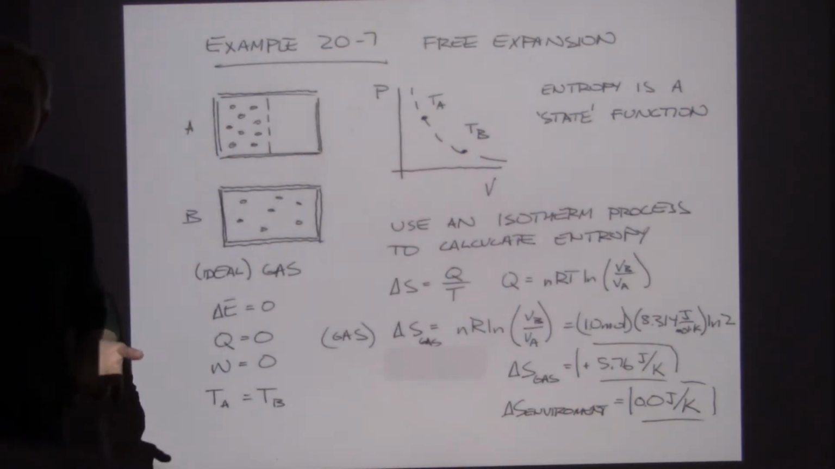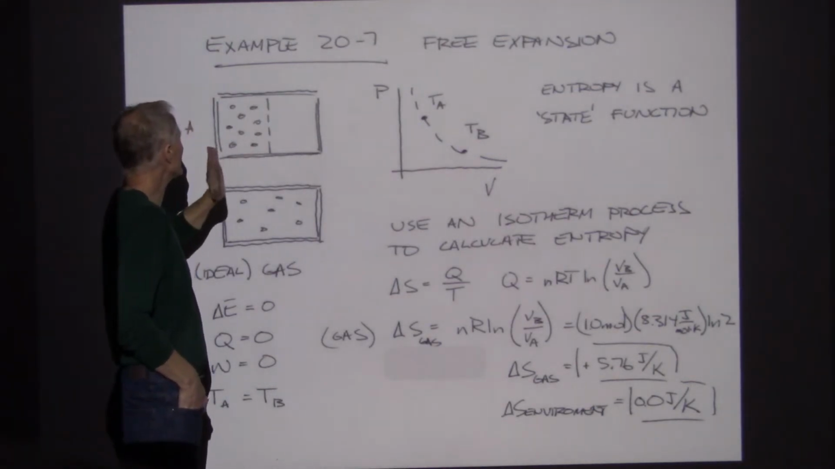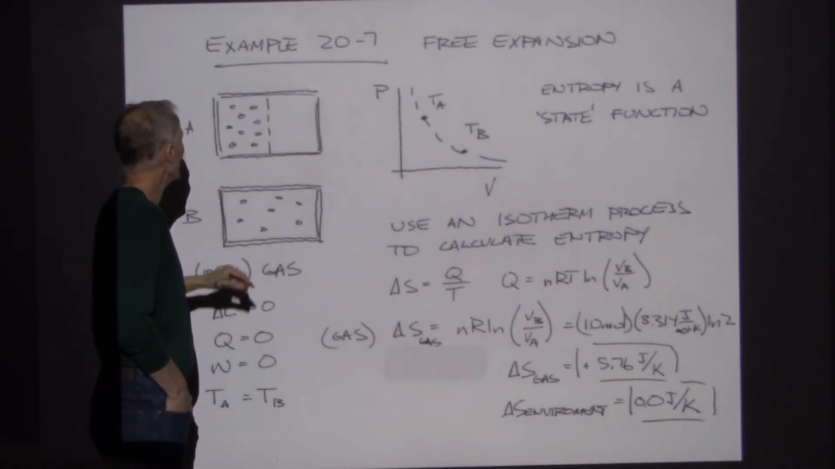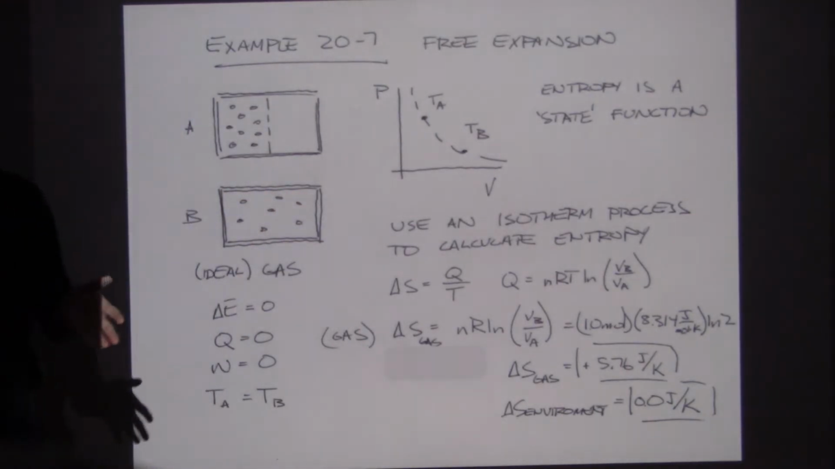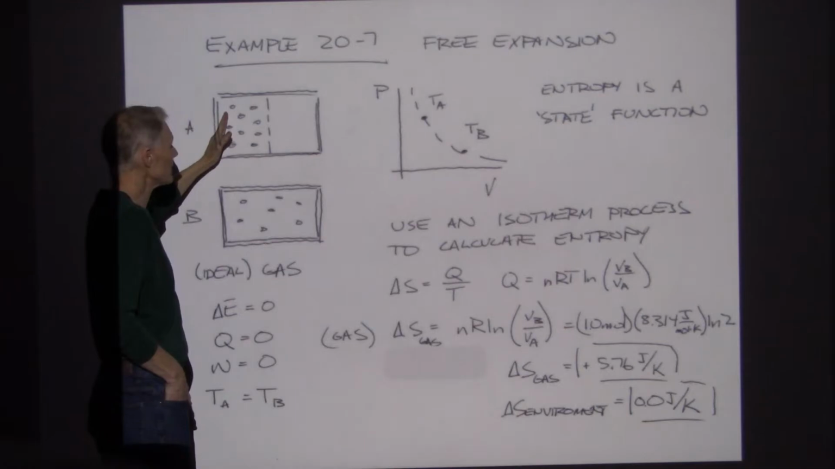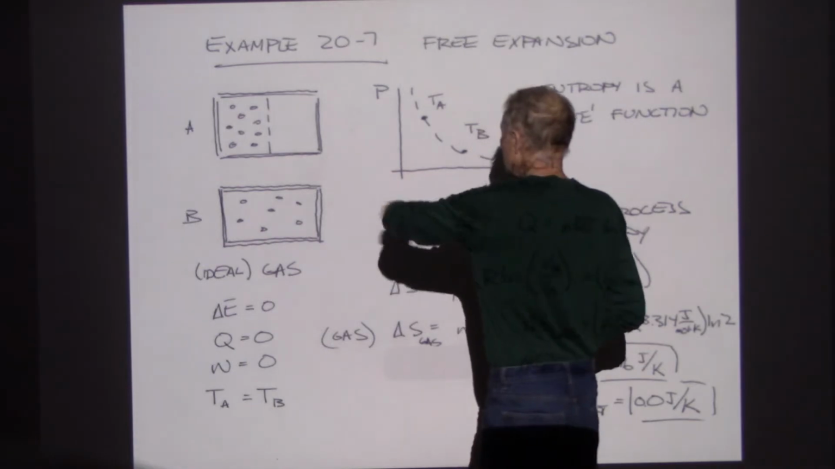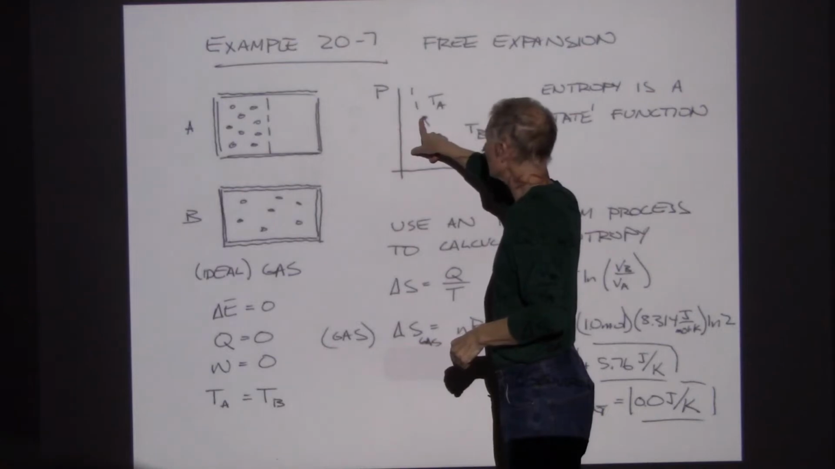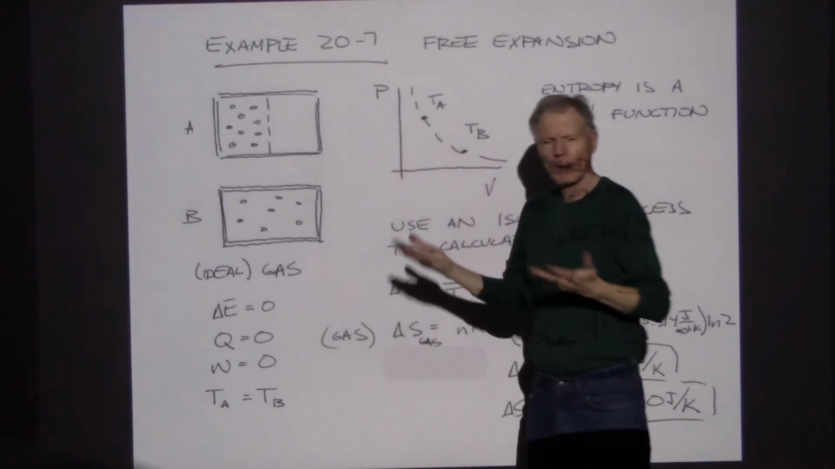Now, there was not an isothermal process that took place. When I removed this, the molecules immediately started filling this region, and pretty soon, a new equilibrium was set up. So initially, at least, there were pressure gradients as the molecules found their way over to the other side. But once things settled down, we're back at another equilibrium position.